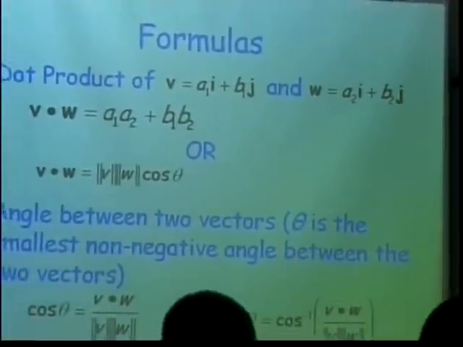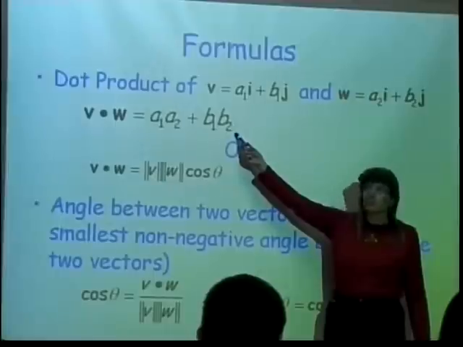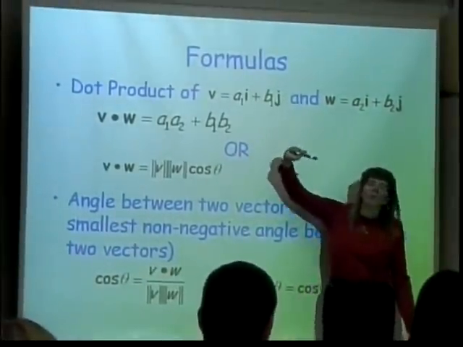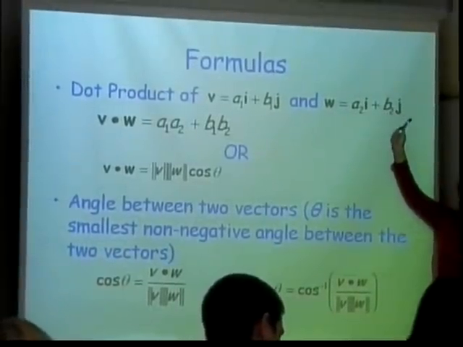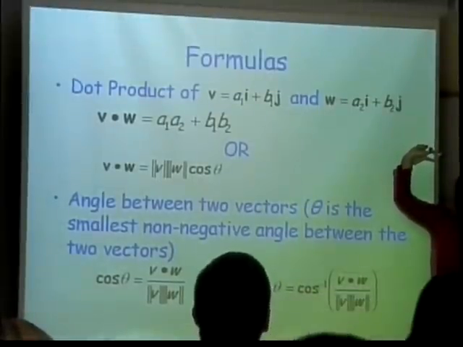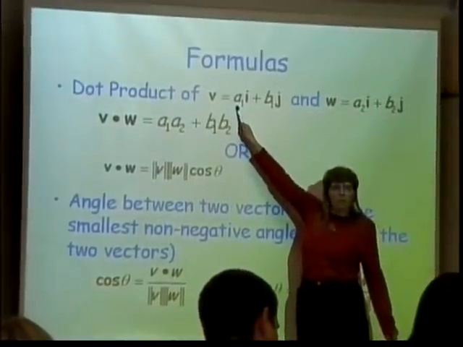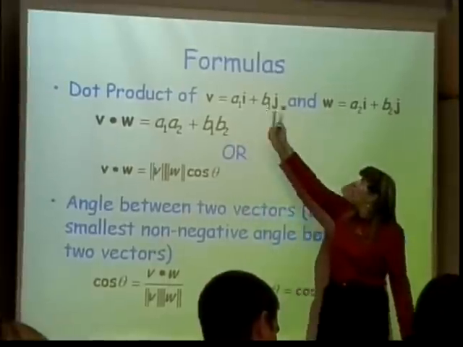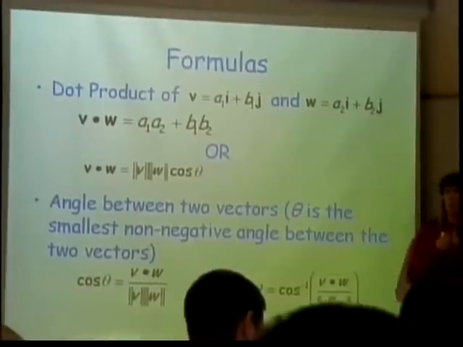The formula that we normally use to calculate the dot product is the first one. Basically, if we have two vectors, a1i plus b1j is vector v, and vector w is a2i plus b2j, then the dot product is not a vector, but it's a number. The number is gotten by multiplying a1 times a2 and adding what you get when you multiply b1 times b2. There will be no i's and j's. You will just spit out a number.